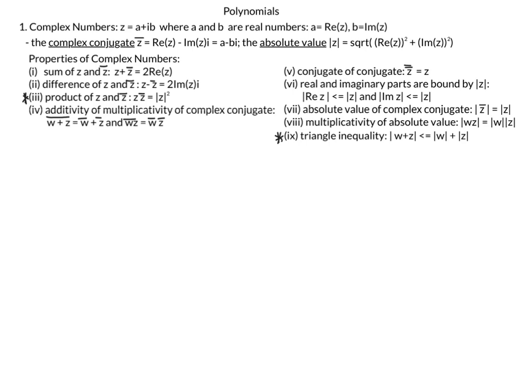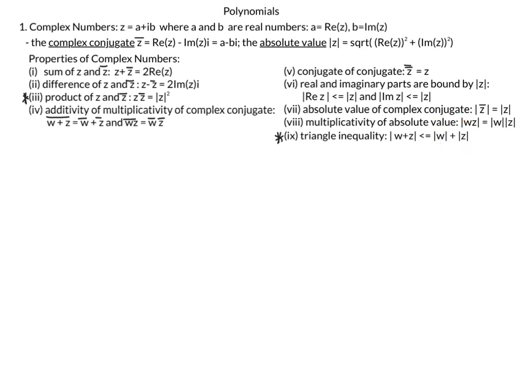That is, the absolute value of the real part of z is less than or equal to the absolute value of z, and the absolute value of the imaginary part of z is less than or equal to the absolute value of z. The absolute value of the complex conjugate is equal to the absolute value of z, and the multiplicativity of the absolute value, that is, the absolute value of wz equals the absolute value of w times the absolute value of z. And finally, we have the triangle inequality, which we often use when we're trying to put an upper or lower bound on something: the absolute value of w plus z is less than or equal to the absolute value of w plus the absolute value of z.